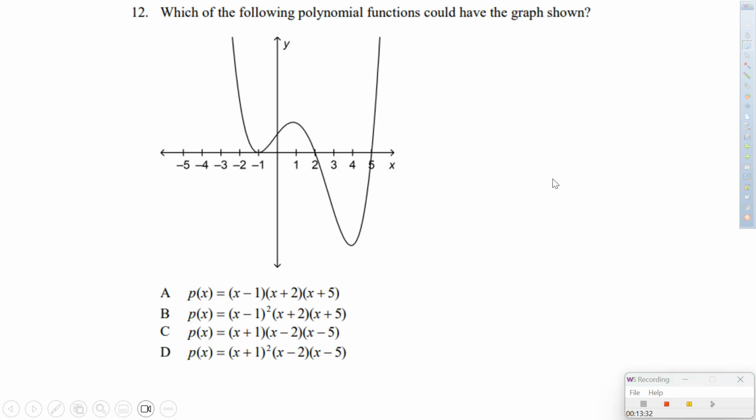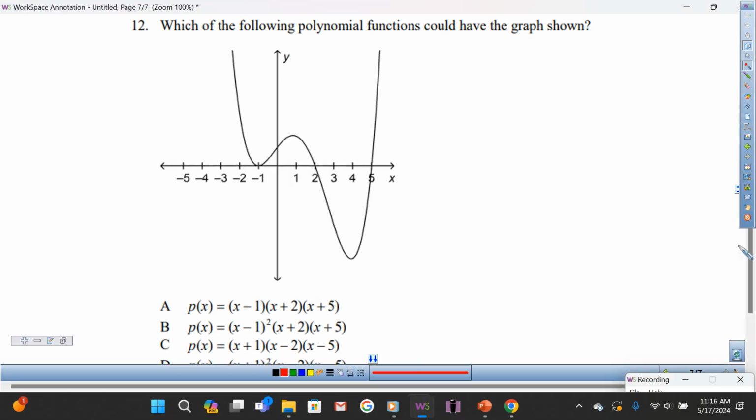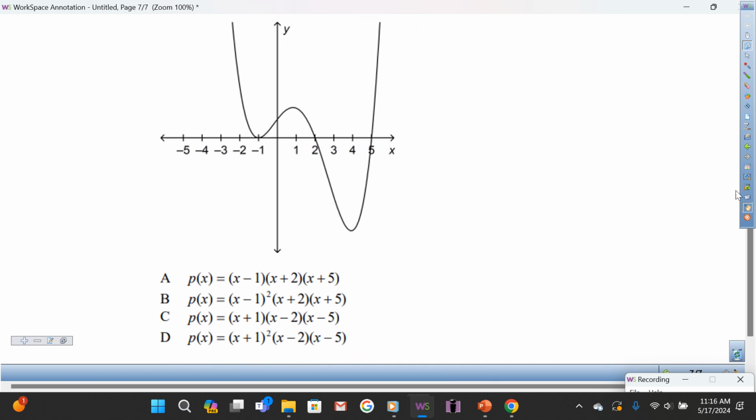Go to number 12. Which of the following polynomial functions would have the graphs shown? All right. Look up. First, let's identify our intercepts. This is what I want to see on your study guide and on the final. Start here. What is the x-intercept? Negative 1. Did it go through? Did it bounce off? Bouncing off, so make it thicker. And then 2. And then 5.